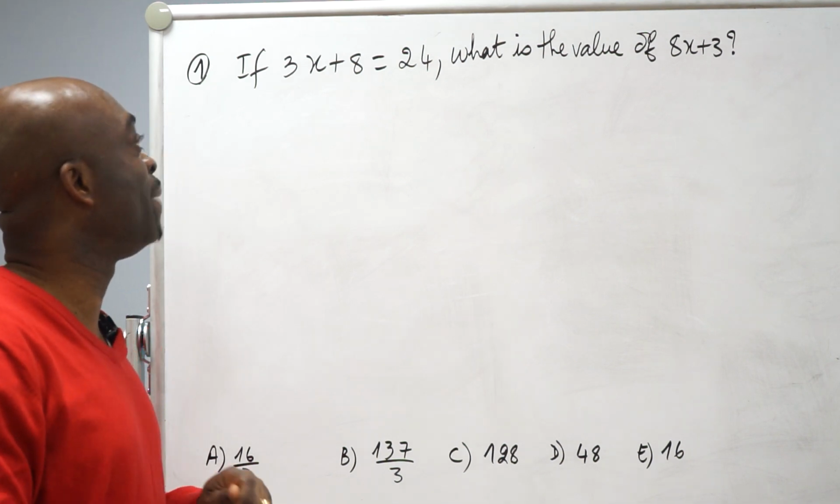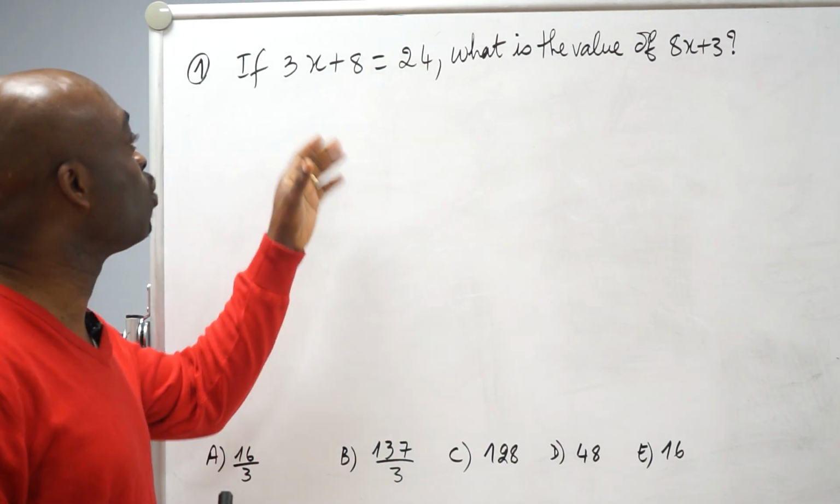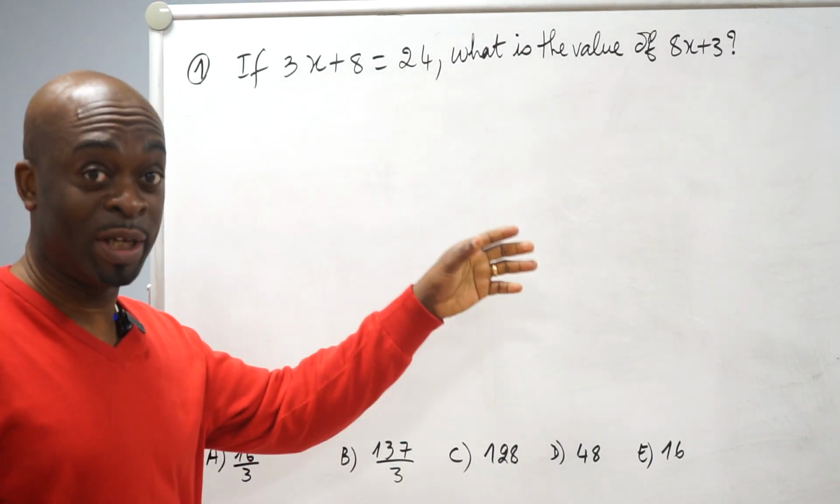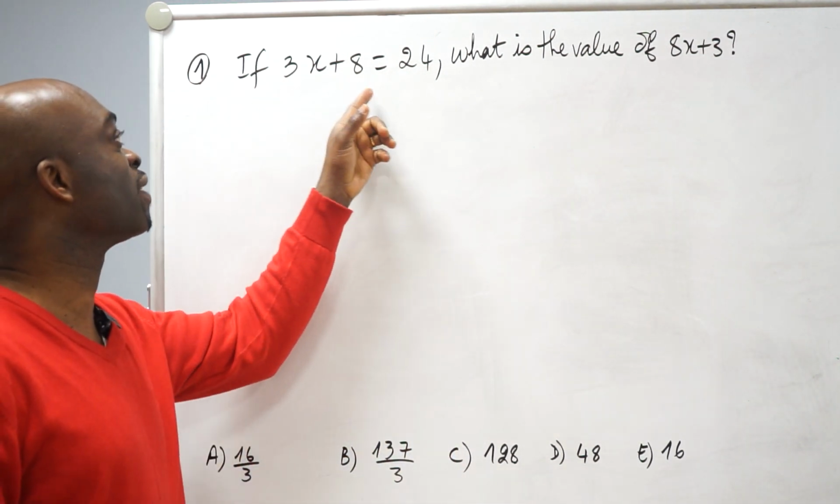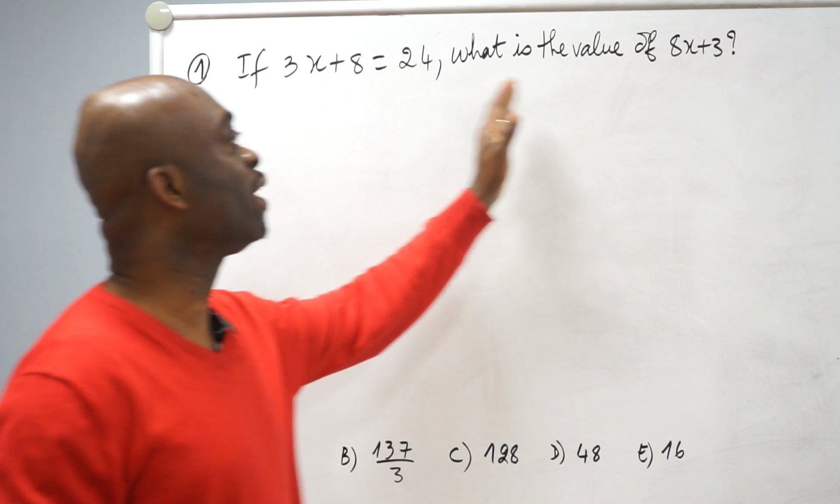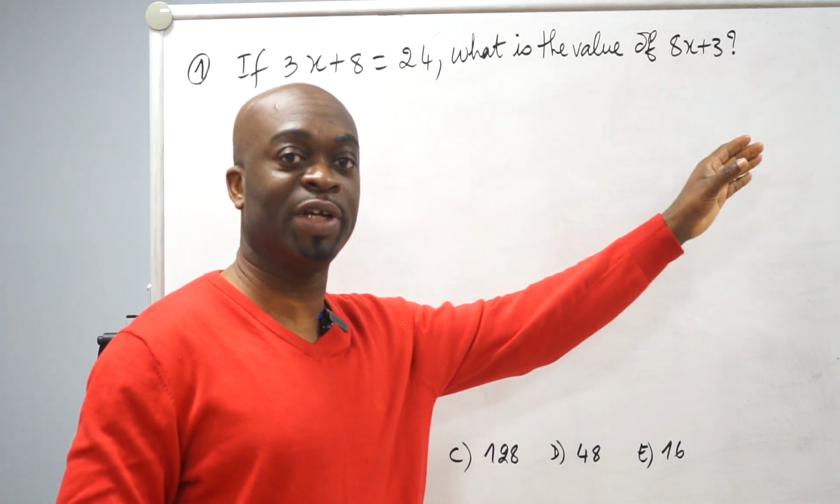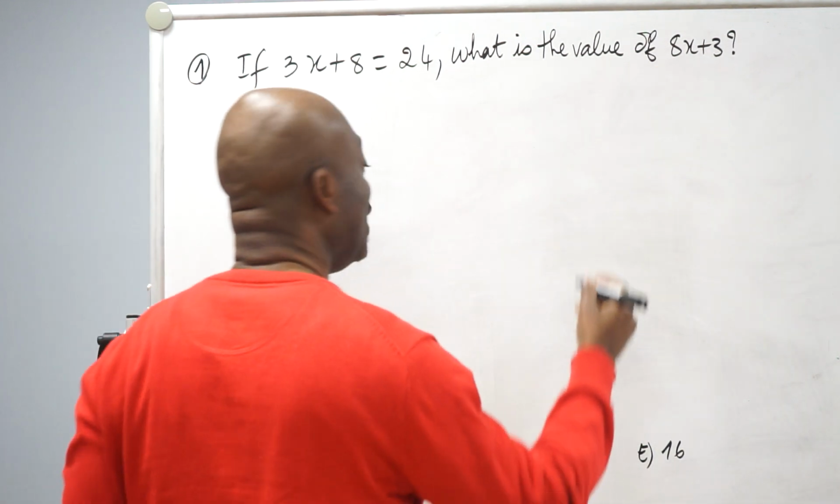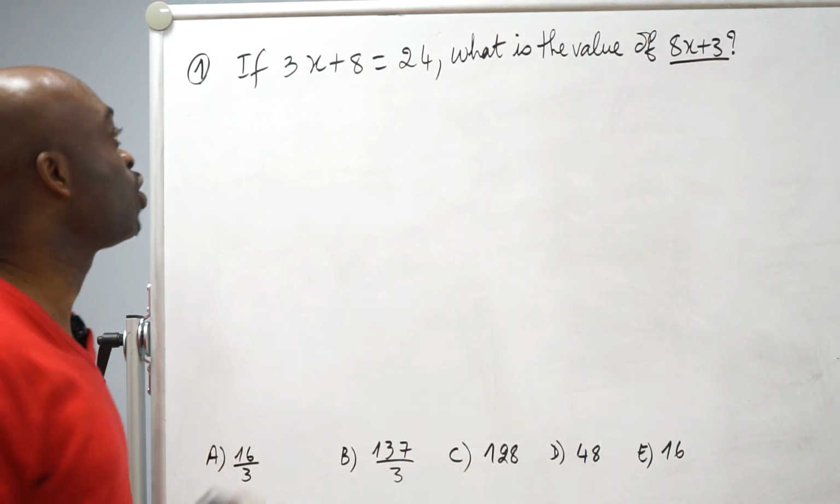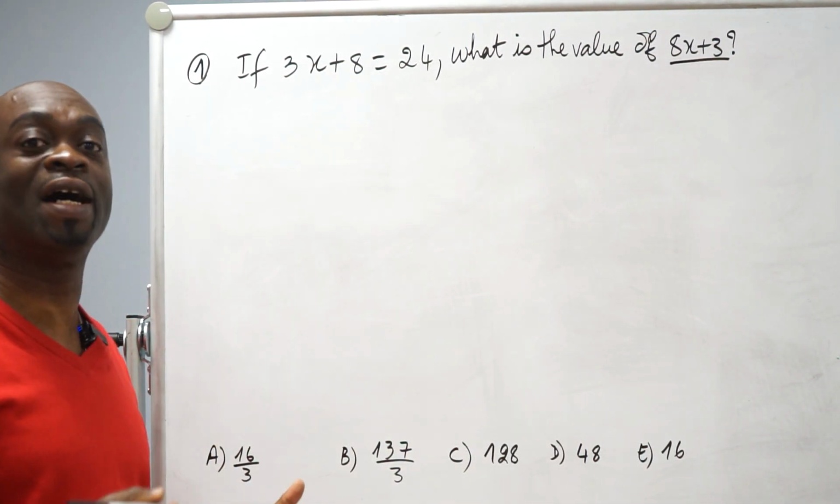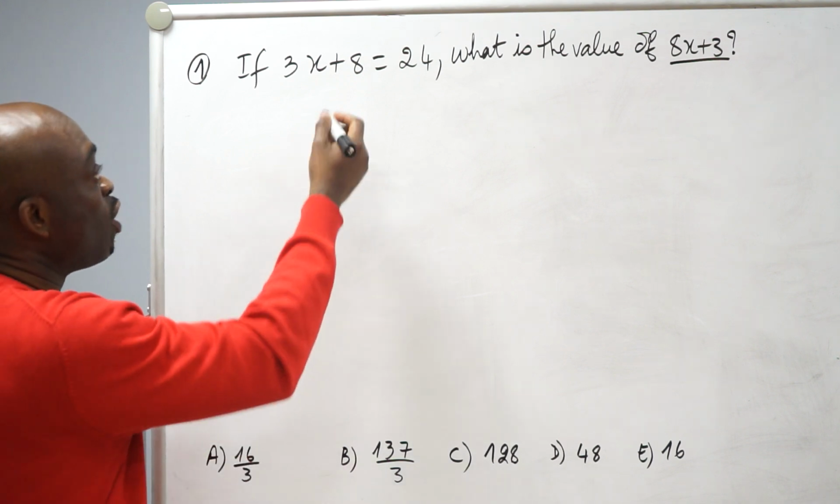Guys, we're talking about question 1 here, where we're going to evaluate 8x plus 3. So the question is, if 3x plus 8 equals 24, what is the value of 8x plus 3? So we want to find the value of 8x plus 3, right? And then what can we do? So we have an equation here, so that means we can find x. Okay, so we can solve for x from here.